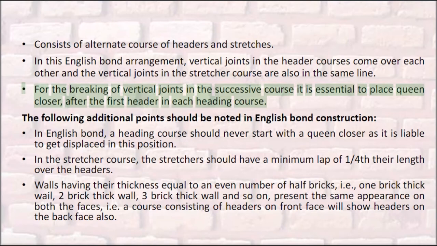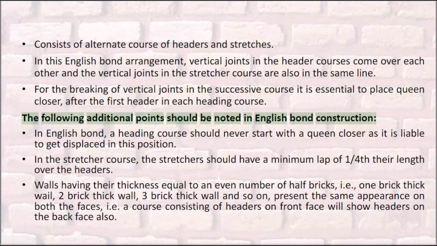The following additional points should be noted in English bond construction. In English bond, a heading course should never start with a queen closer as it is liable to get displaced in this position. In the stretcher course, the stretchers should have a minimum lap of 1/4 their length over the headers.